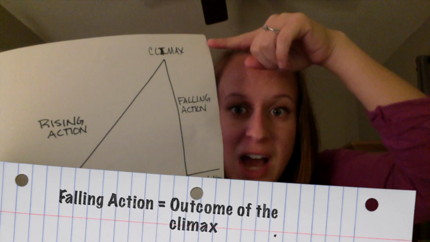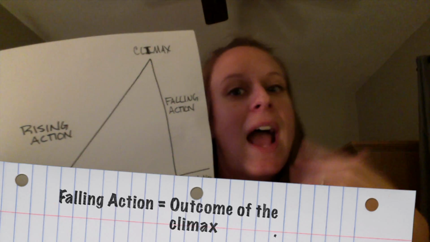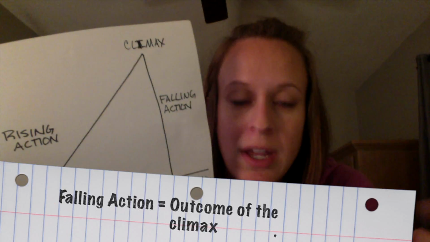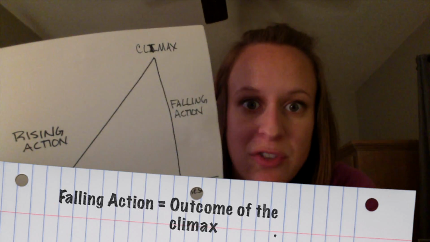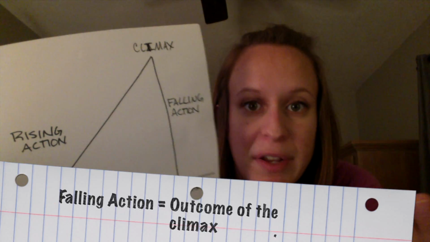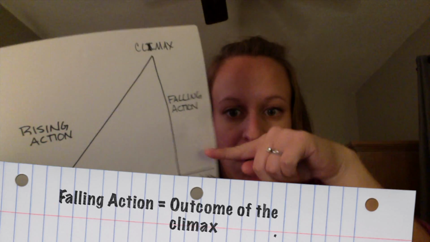Okay, the climax is that highest point of tension. They're face to face. The falling action is who wins and how does it happen. Okay, how does Batman defeat the Joker? How does Mr. Incredible defeat Syndrome? How does Frodo finally fulfill his goal to take the ring to Mount Doom? How does that happen? That's the falling action. Very, very short. Go right down that slope.